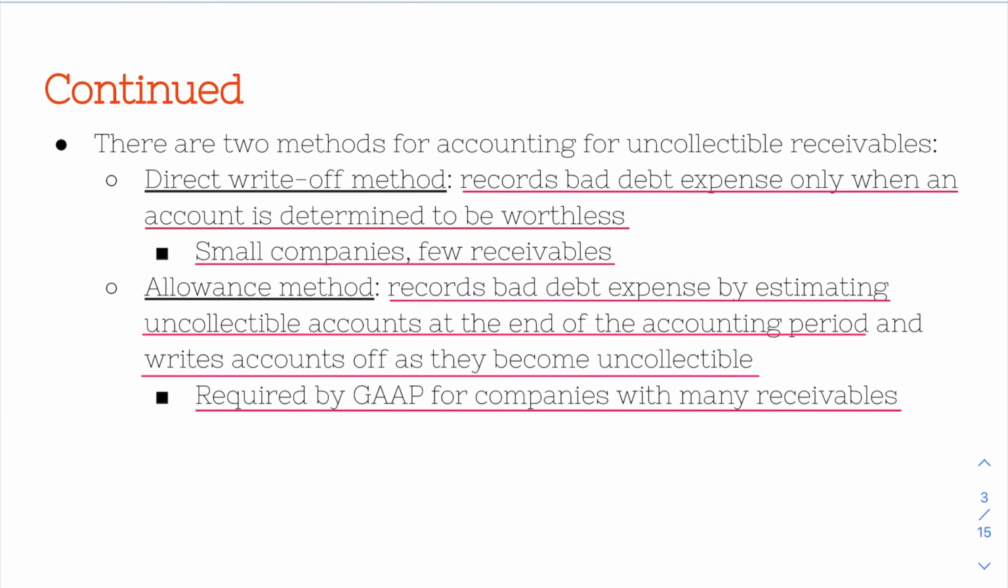So, main difference, direct write-off method, we are recording bad debt expense when an account is determined to be worthless. Under the allowance method, we do an estimating entry, and then we write accounts off as they become uncollectible in the next period, and I'll show you the different accounts that are associated with that. Direct write-off method is used by small companies with few receivables, and the allowance method is required by GAAP for companies with many receivables.